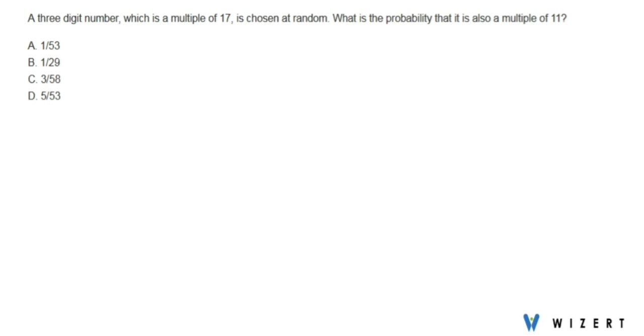A 3-digit number which is a multiple of 17 is chosen at random. So what is the probability that it is also a multiple of 11?